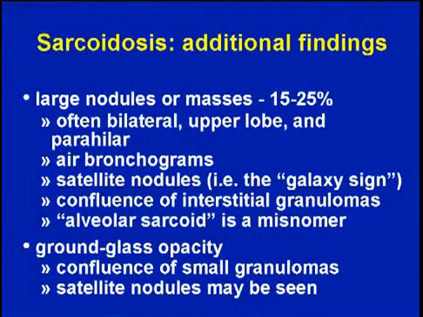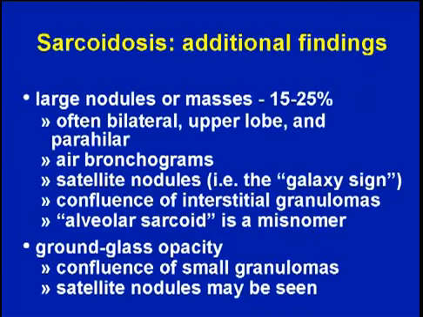These are usually bilateral. They are upper lobe predominant because that's where sarcoid is predominant, and parahilar in location. Air bronchograms may be seen in relation to these nodules or masses, and you can often see small nodules or clusters of nodules adjacent to the periphery of these larger masses. Those are called satellite nodules, and that whole constellation of findings with the big mass and the surrounding satellites has been termed the galaxy sign of sarcoidosis. So that's something that can be helpful when you see these large masses.